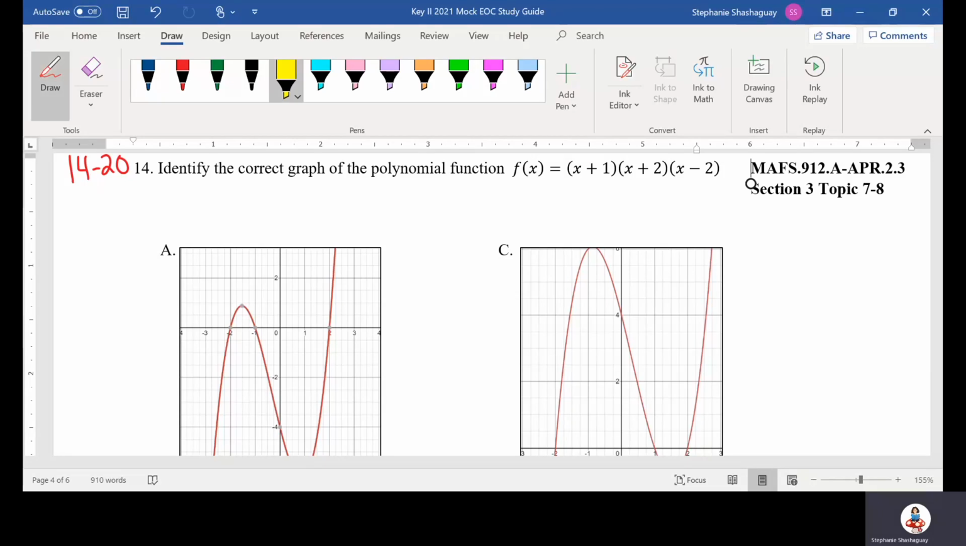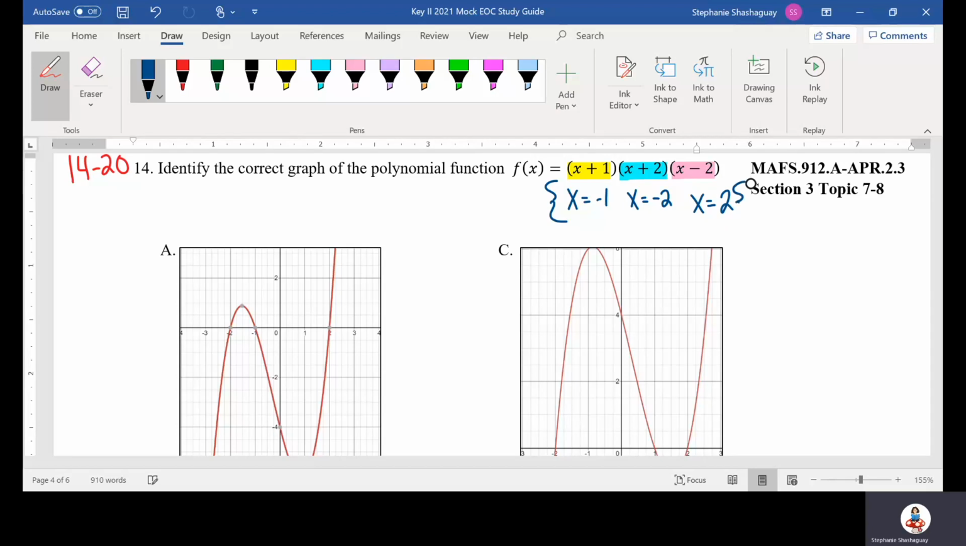So here I'm looking at x plus 1, x plus 2, and x minus 2. If I use the zero product property rule and set x plus 1 equal to 0, I know that x is equal to negative 1. So that will be one of my intercepts. Same thing for x plus 2. If I set that equal to 0, then x is equal to negative 2. That's a second intercept. Then I have x minus 2, set that equal to 0, and I have x is equal to a positive 2.